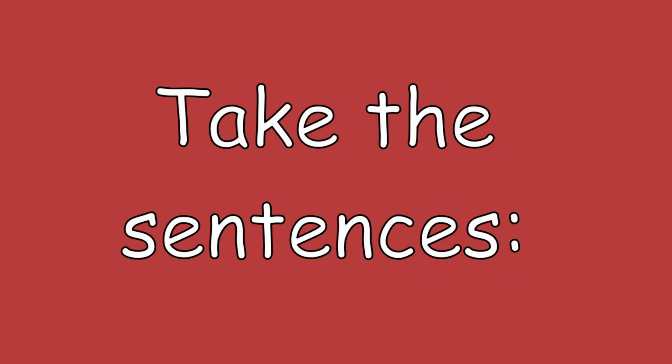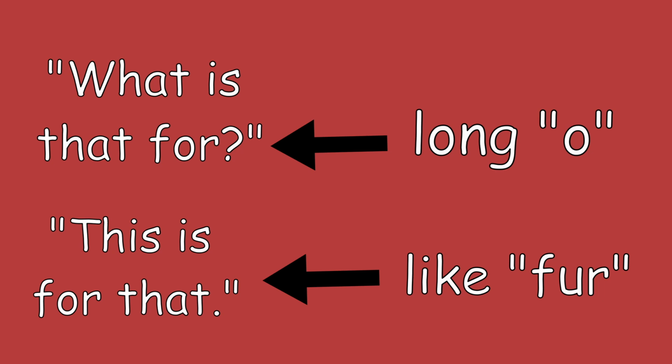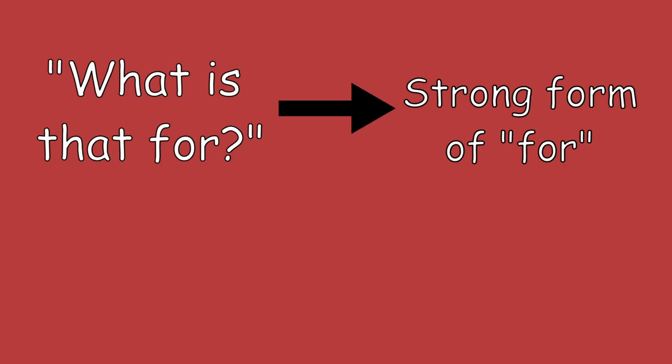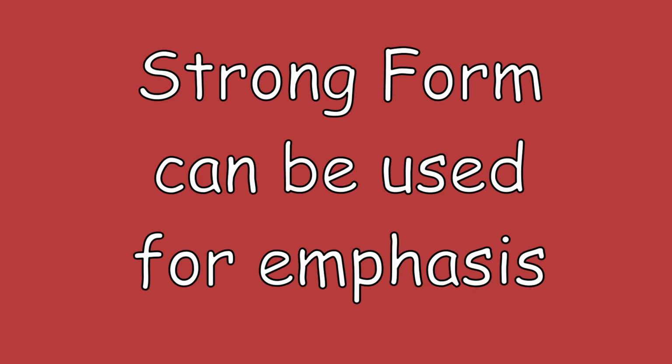Take the sentences, "What is that for?" versus "This is for that." Notice how in the first sentence, for is said with a long O compared to the second sentence where it's pronounced as fur. In the first sentence, the strong form of for was used, and in the second sentence, the weak form was used. Using a strong form usually places emphasis.